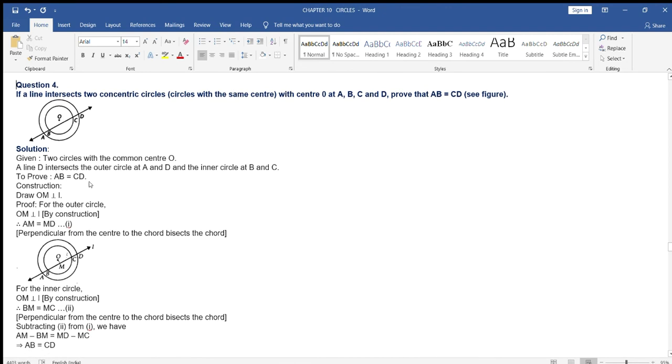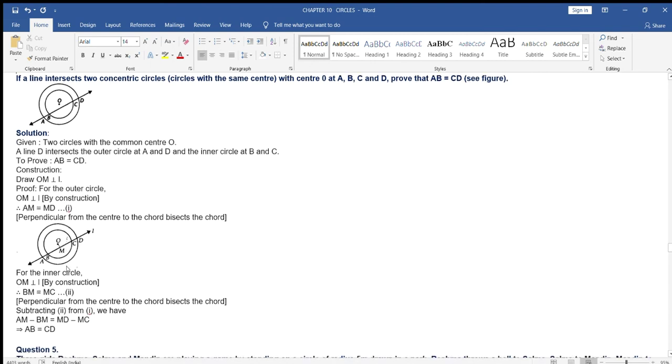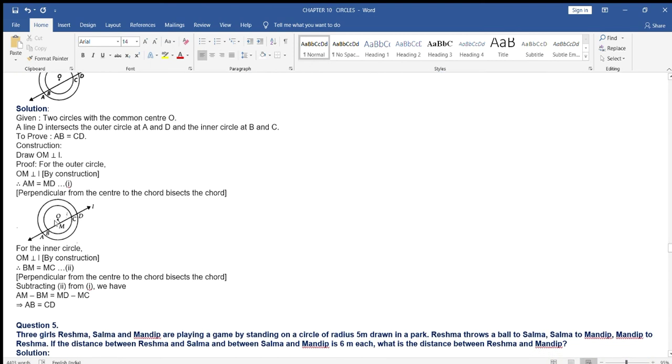Now see the solution. In these two circles, O is the common center, meaning the center for both. We will do the construction. What construction will we do? We will draw one line from O perpendicular to this given line. If this given line is L, we will draw a line from center O. Just see the diagram here, we have drawn a line. Now this OM is perpendicular to L.